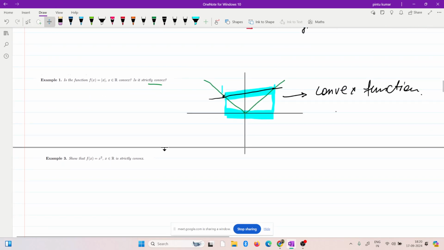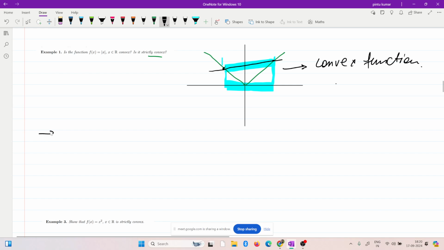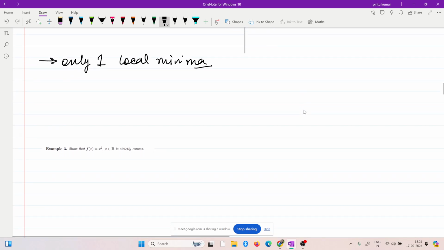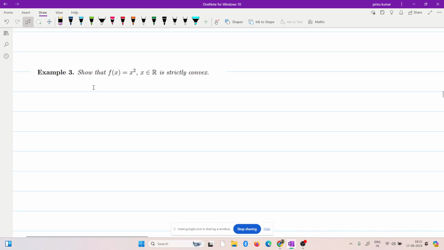One important property of a convex function is that it has only one local minima. I'll come to the definition of local minima later. But if you have a convex function, then you have many beautiful optimization techniques that are easy to do. Your gradient descent will always converge to the global minima. So for the time being, I'm just mentioning it. This one we want to prove via the definition.